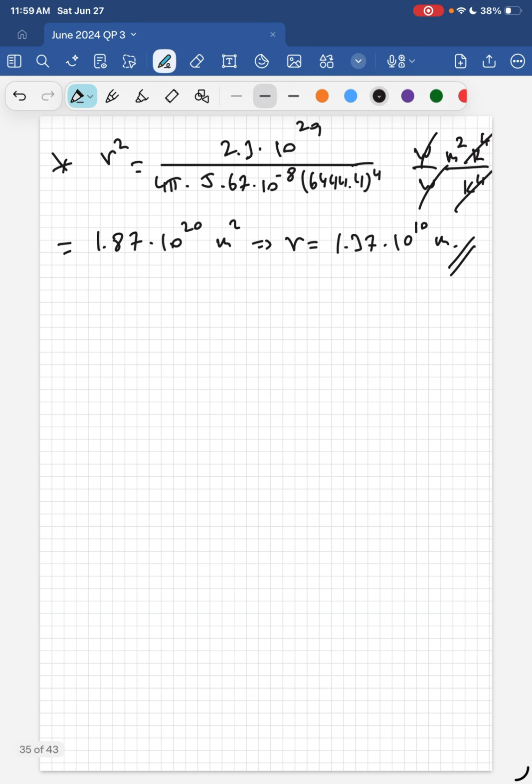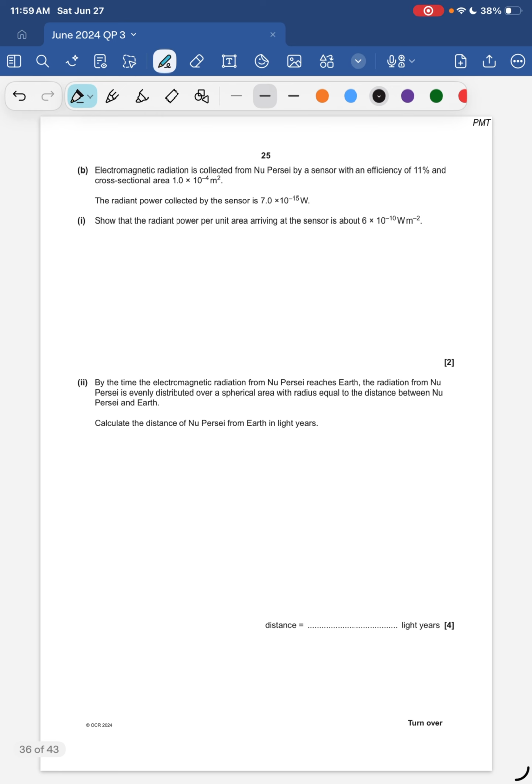Okay, moving on. B, electromagnetic radiation is collected from New Percy by a sensor with an efficiency of 11% and cross-sectional area of 1 times 10 to the minus 4 square meters. The radiant power collected by the sensor is 7 times 10 to the negative 15 watts. Show that the radiant power per unit area arriving at the sensor is about 6 times 10 to the minus 10 watts per meters squared.